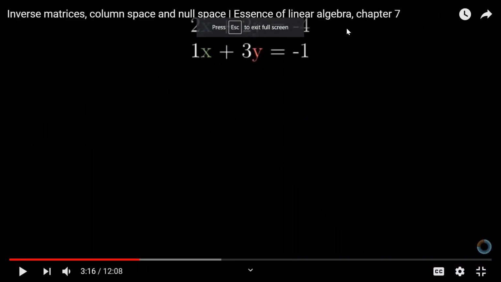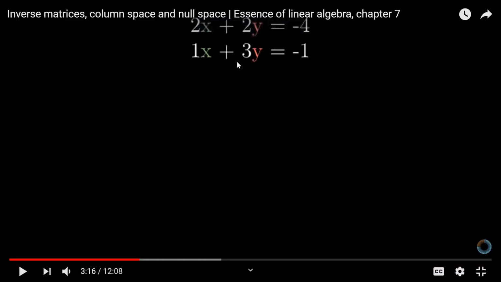So let us say we have this 2 by 2 system: 2x plus 2y equals -4, and 1x plus 3y equals -1. We have a square matrix condition, because this is Ax equals B, in which the coefficient matrix A is 2 by 2. We have two unknowns and two linear equations. And now we are going to look at its geometrical interpretation.